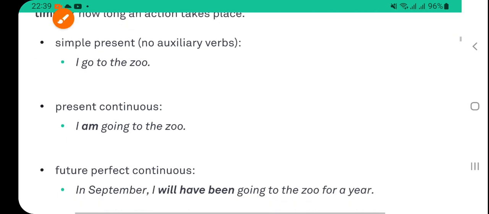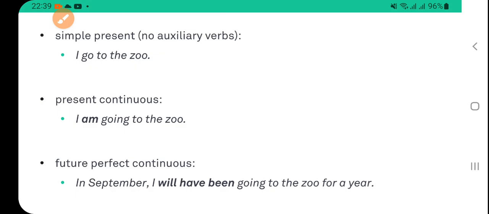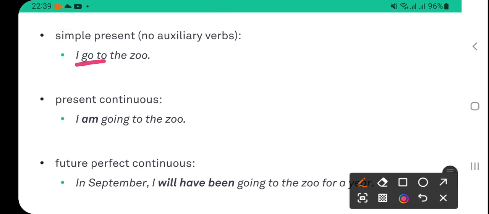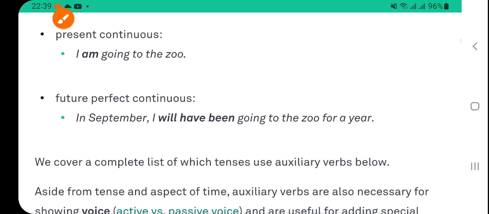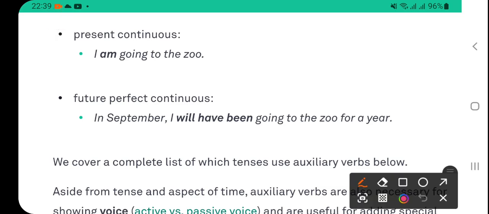So first is the simple present tense. No auxiliary verb in simple present tense, because go is enough. Go tells about present tense and number. I follows the plural, so I go to the zoo. Then present continuous: when go becomes going, continuous tense, so then I am going, or I was going, or I will be going, not clear. That is why we have to take help of a helping verb. Here I am going means that am represents just right now. That's I am going this way, right?